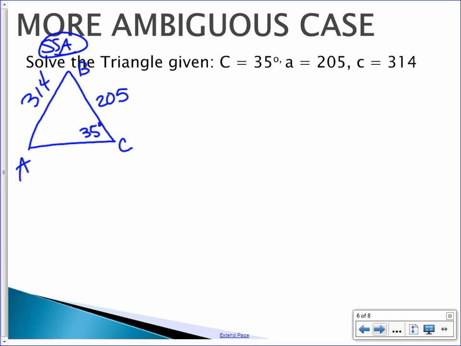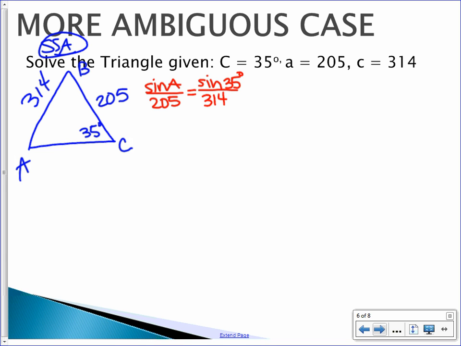Okay? That also tells us that we have the ambiguous case, which means we could have 0, 1, or 2 solutions. We have to check for the second triangle. So here we go. What do we have to find first? We have to find angle A. We have both pieces of information about C. We have one piece of information about A, so we're going to find angle A. So the sine of angle A over side A should equal the sine of angle C over side C.